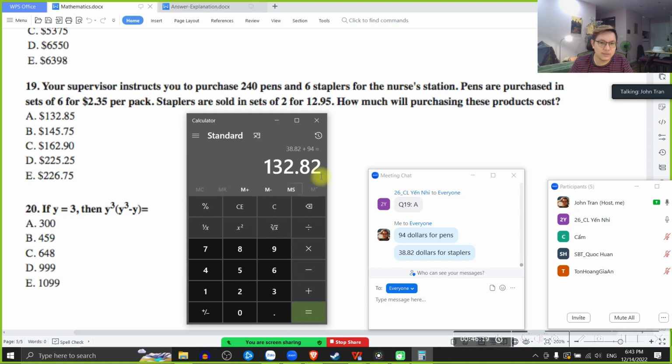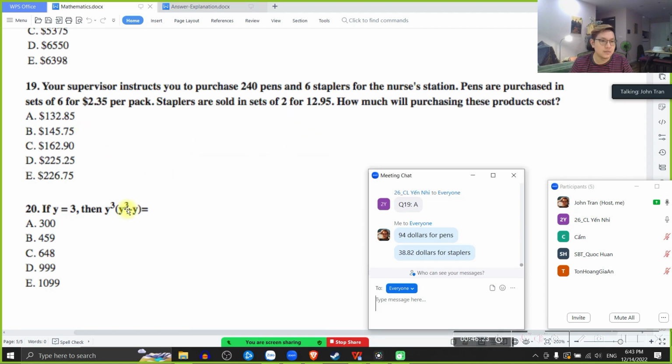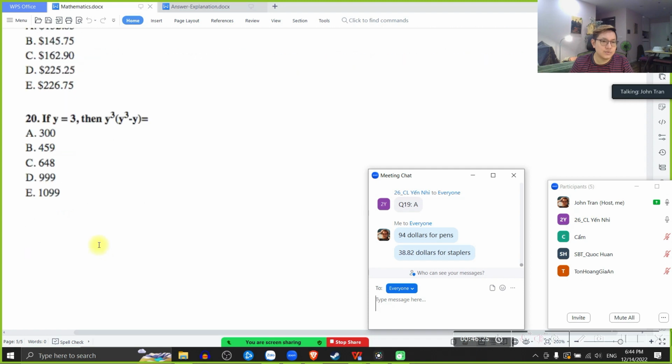Wait, wait a moment. Why do I get it wrong? Okay, never mind. It's A. Okay, so let's do 20. If y is equal to 3, then y to the power of 3.